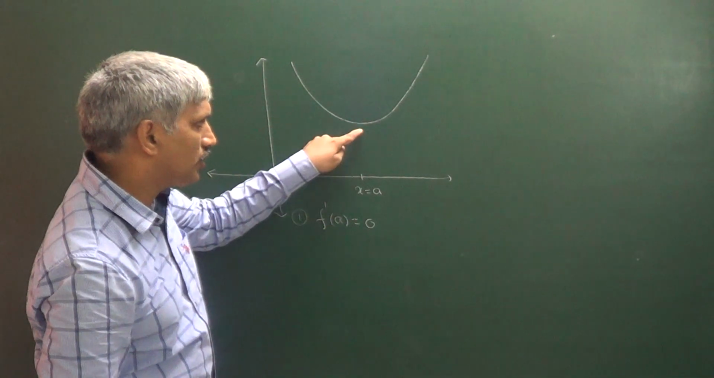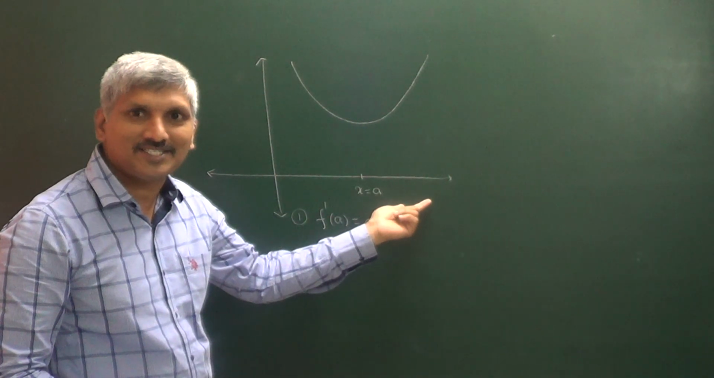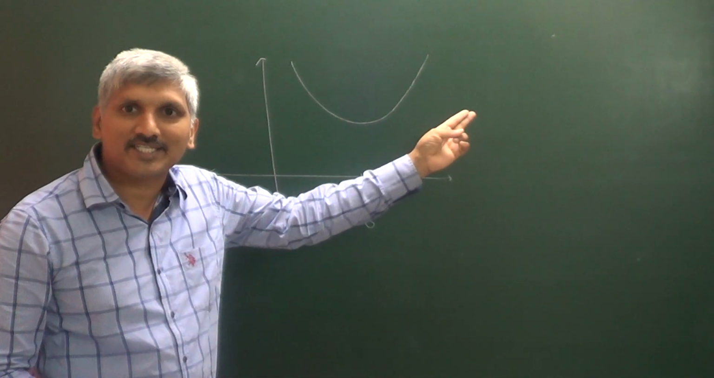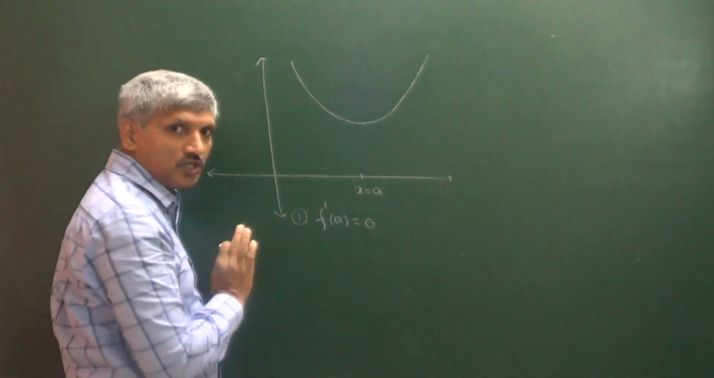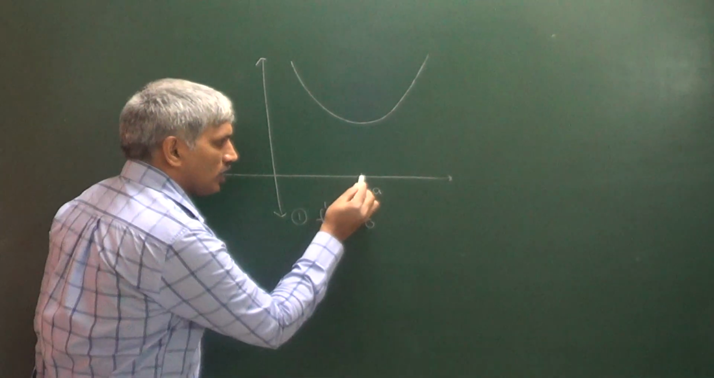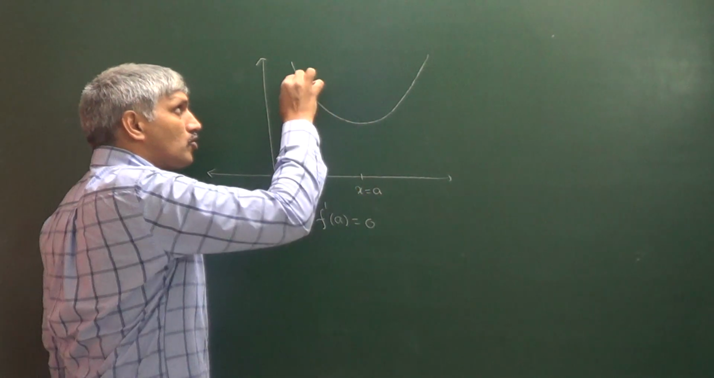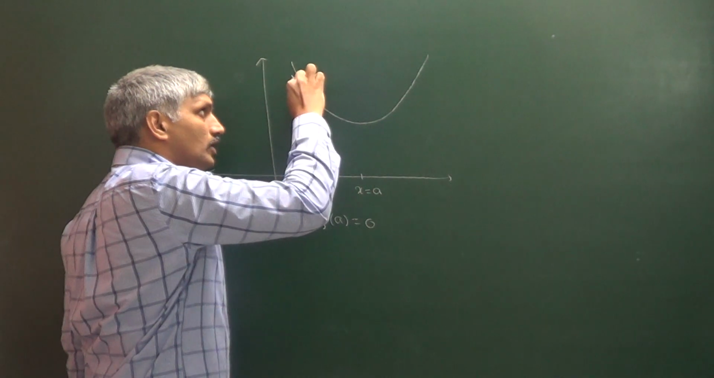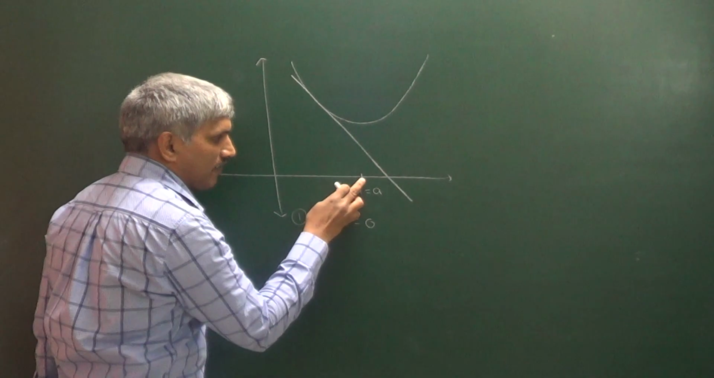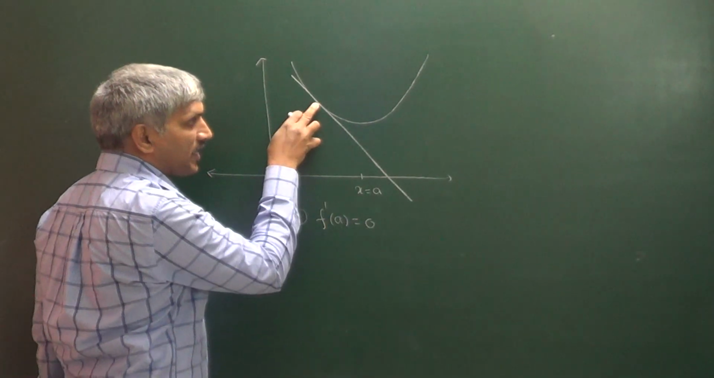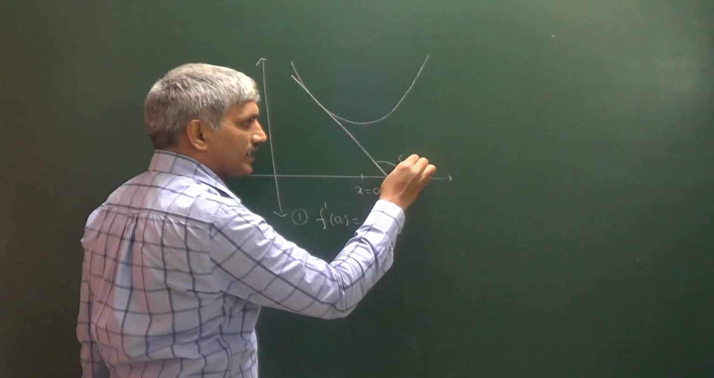At x is equal to a, if you draw a tangent, the tangent is parallel to the x-axis. Tangent parallel to the x-axis means slope 0, right? So no doubt f dash of a is equal to 0. Now you can observe, to the left side of a, anywhere you draw a tangent to the curve, that tangent makes an angle theta with the x-axis.